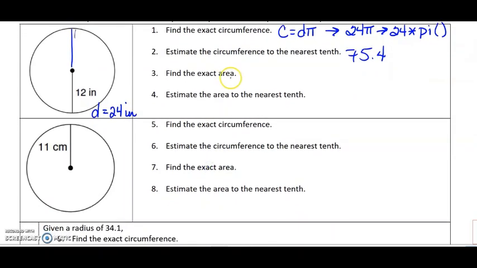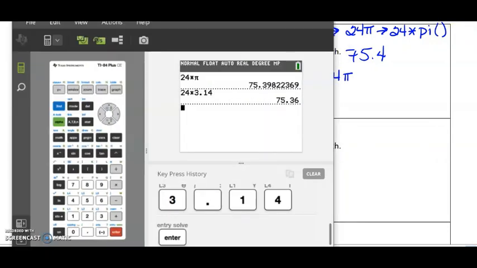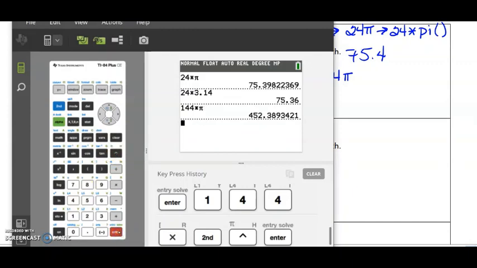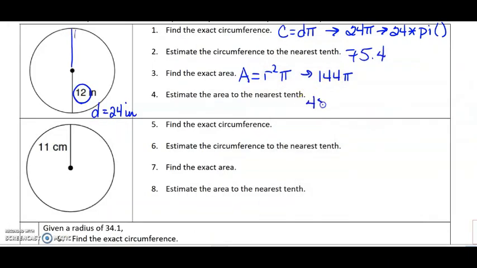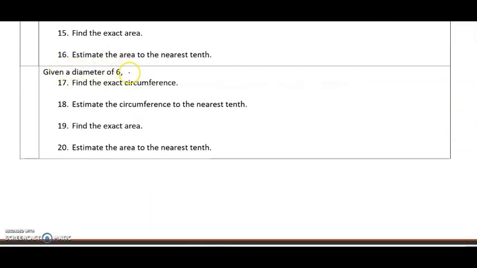To find the exact area, you're going to need the radius squared times pi. The radius is 12. 12 squared is 144. Remember, that's 144 asterisk pi, open parentheses, close, on Moodle. To estimate the area, we would say it's 452.4.